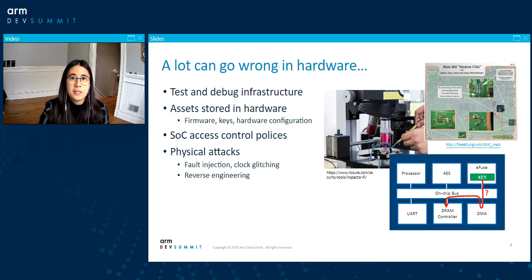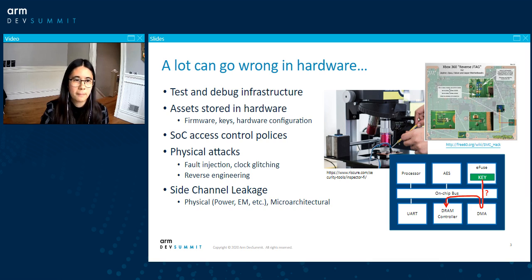Additionally, you have physical attacks. These can include fault injection, clock glitching, optical reverse engineering, where the packaging will be removed from a chip and then layer by layer, the hardware design will be imaged in the hopes of extracting secrets that are baked into the structure of the hardware itself, such as keys stored in ROM. You also have side channel leakage. This includes physical side channels such as power and electromagnetic emissions, but also includes timing side channels and microarchitectural side channels. And of course, you have supply chain concerns.